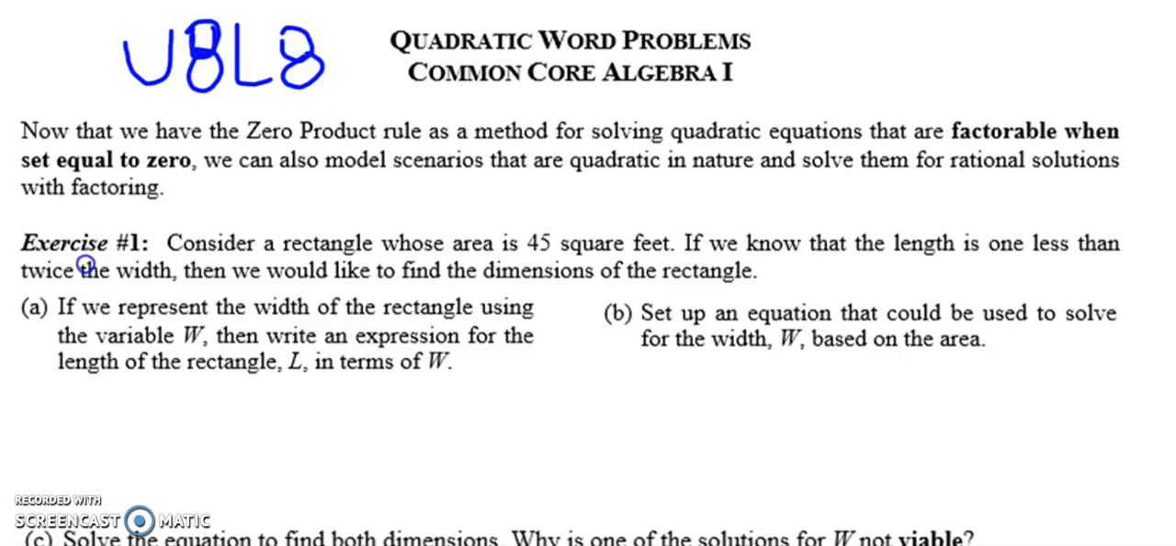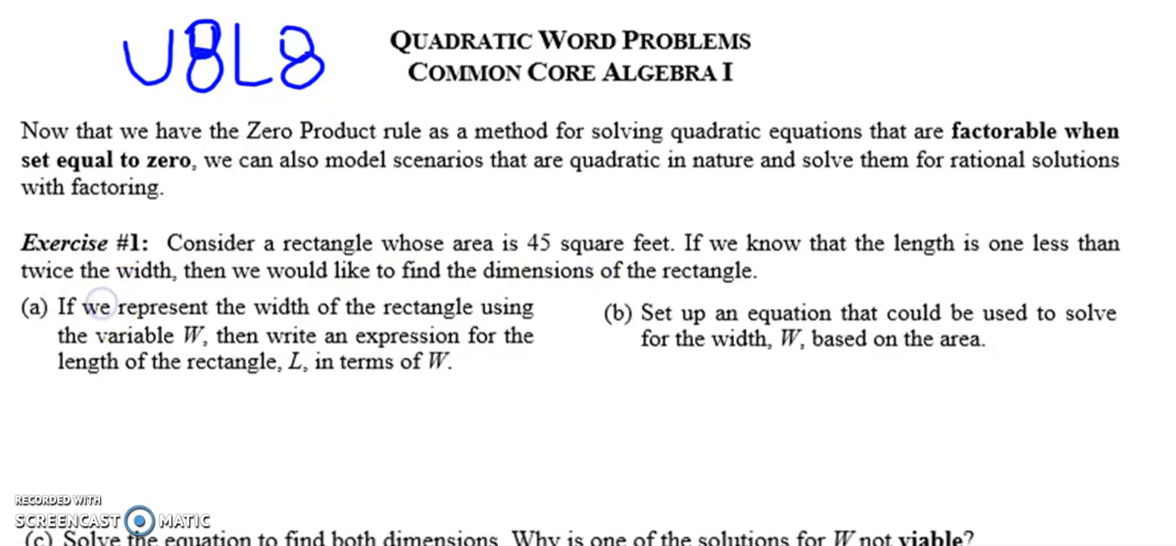So in exercise 1, it says consider a rectangle whose area is 45 square feet. So we know the area. If we know that the length is 1 less than twice the width, then we would like to find the dimensions. So we actually want to know what the length and width are.